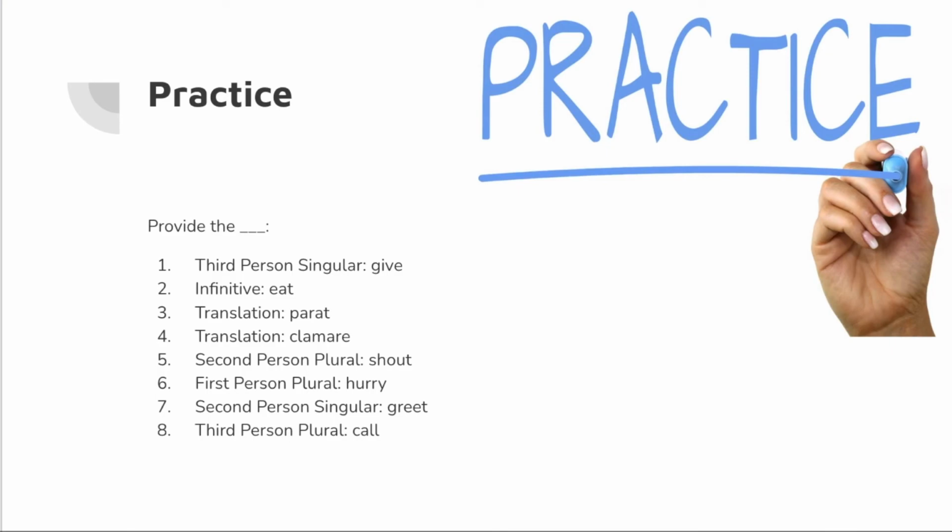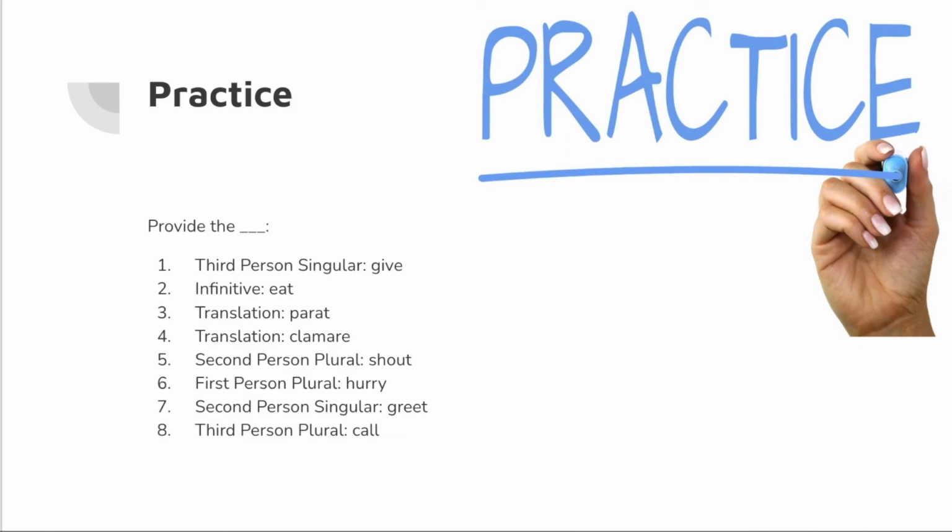So number 7, the second person singular of the word greet. The word greet is saluto. So how do we make saluto into the second person singular? The second person singular ends with an S. And again, the same rule, change the O to an A, so it would be salutas, S-A-L-U-T-A-S. Salutas.